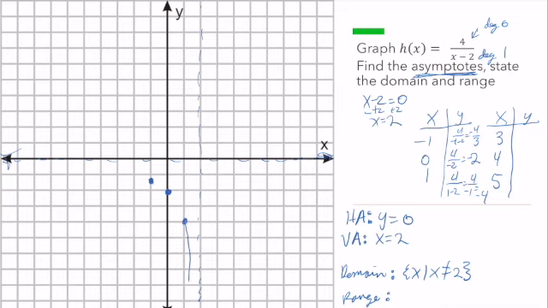And when x is -1, y is -4. So here's my graph. And it never crosses our asymptotes.